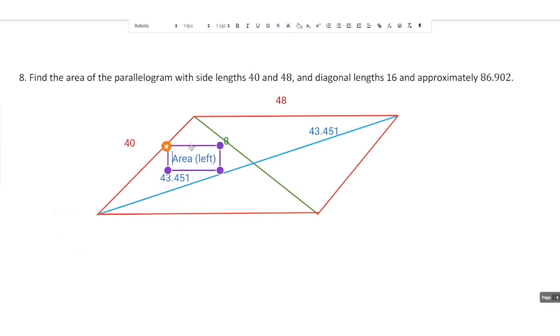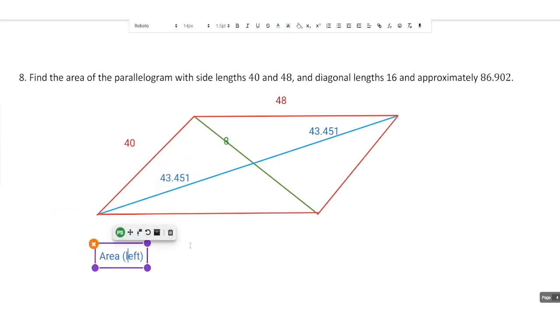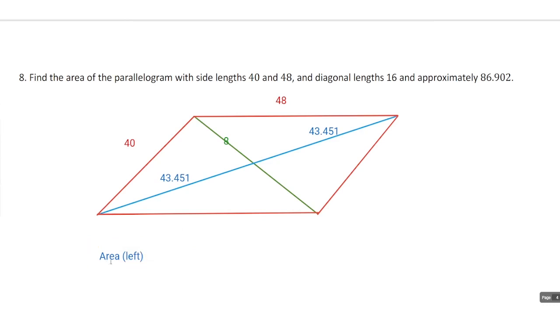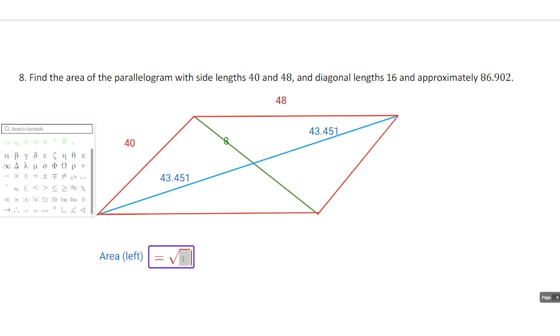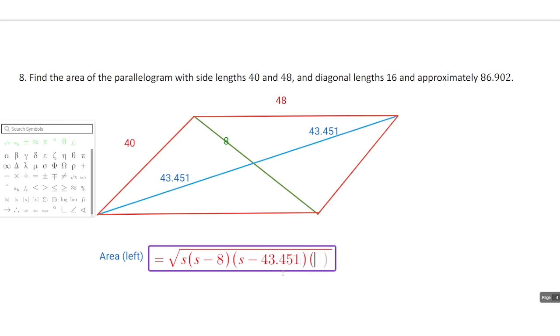Okay, so this area over here, this left triangle, is, and I'm just going to go ahead and write out Heron's formula here. You do get this on the test, so you don't have to memorize the formula. So the area is going to be equal to the square root of the product of the semi-perimeter and the difference between the semi-perimeter and each of the three sides. So 8, 43.451, and 40.